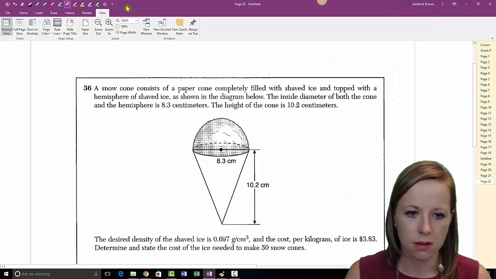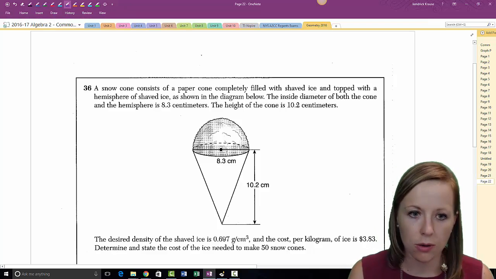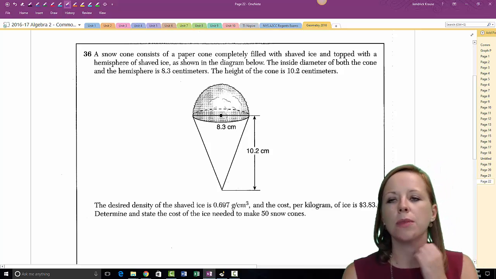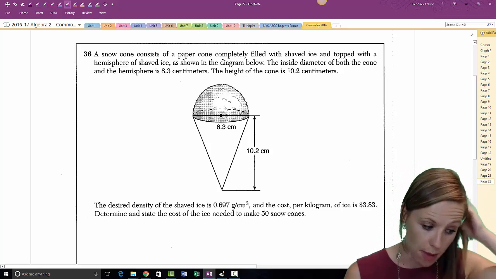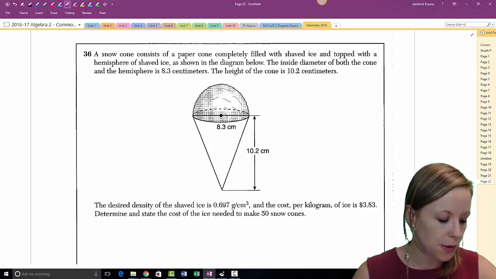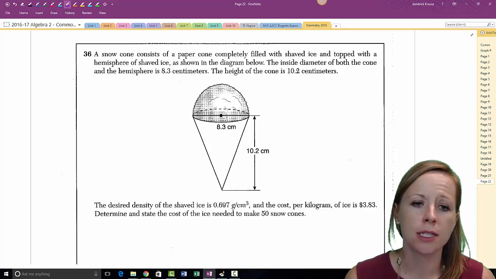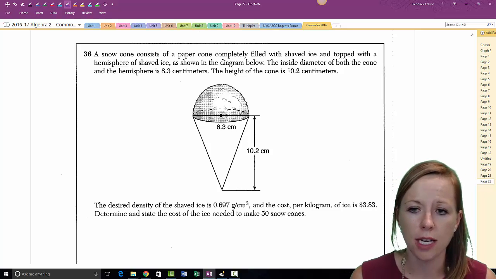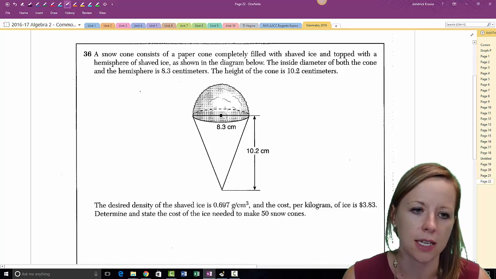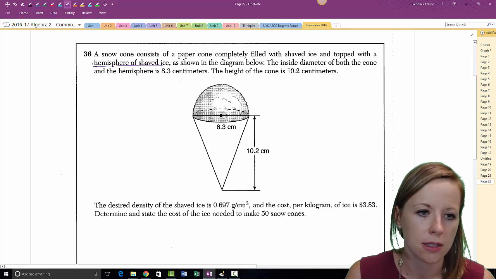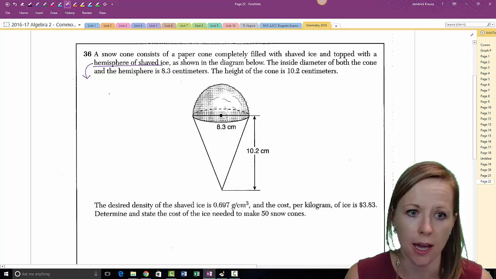Okay, there we go. So a snow cone. This was a great question. There's one detail I think some of you missed. So if you were that person, don't freak out. You probably did an okay job. A snow cone consists of a paper cone completely filled with shaved ice and topped with a hemisphere of shaved ice. Hemisphere means half of a sphere.